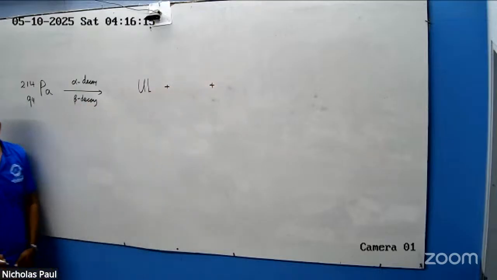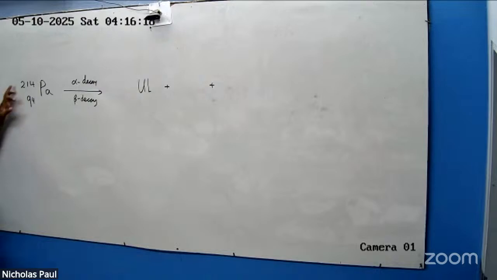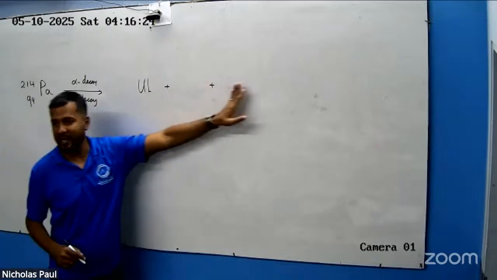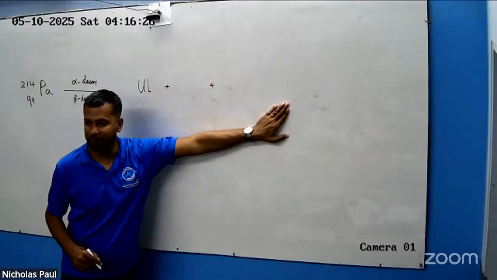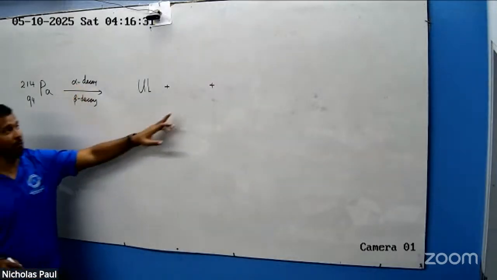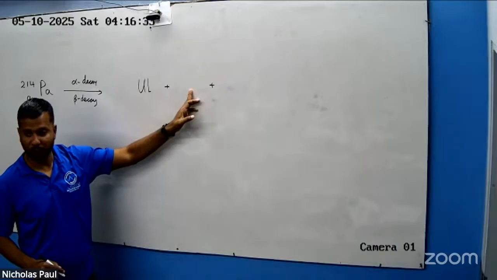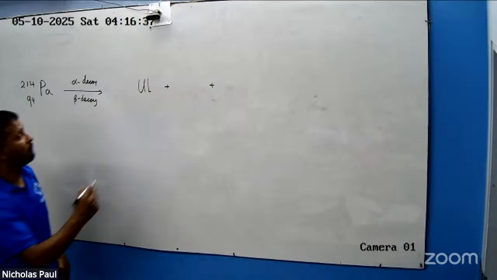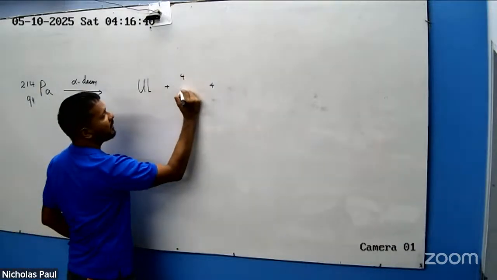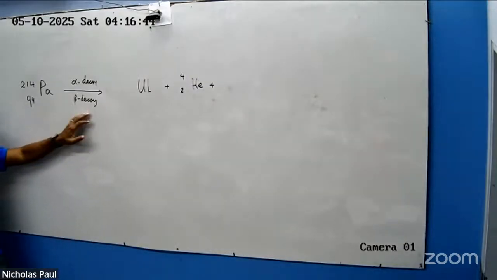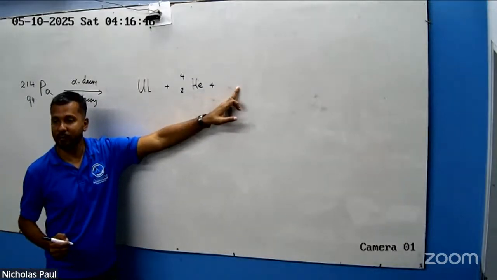Before I attempt to work out the mass number and atomic number, because it underwent an alpha and beta decay, what are the next two particles that should be here? It underwent an alpha decay, so what should be here? A helium. So a helium, 4,2 helium, should be here. And because it underwent a beta decay, what should be here again? An electron.